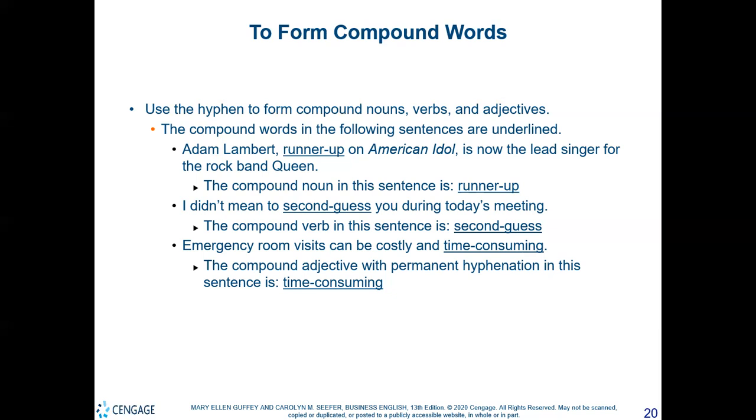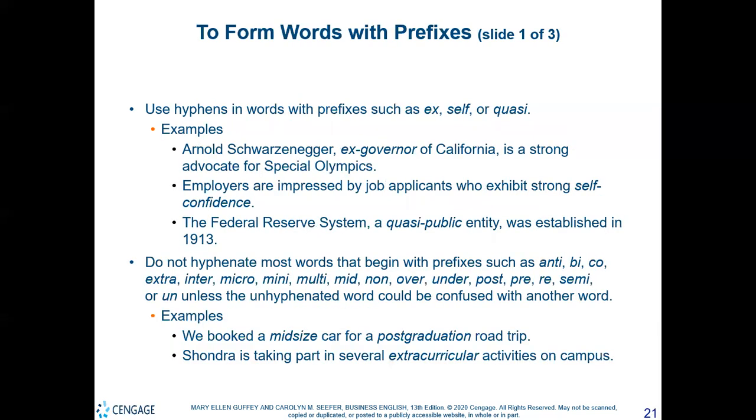Remember, some words could be optional, like nonprofit. I've seen it with a hyphen or without a hyphen. So some words could have either, but these in particular have to have a hyphen. Emergency visits can be costly and time-consuming. We have the hyphen there. The compound adjective with permanent hyphenation in the sentence is time-consuming.